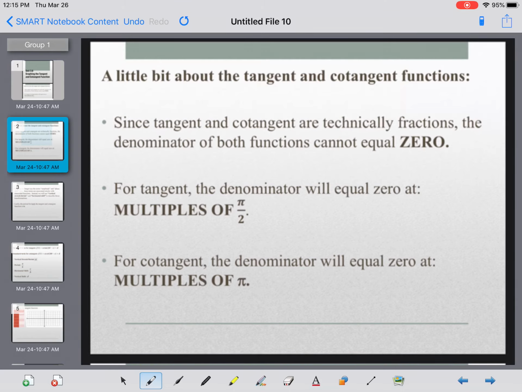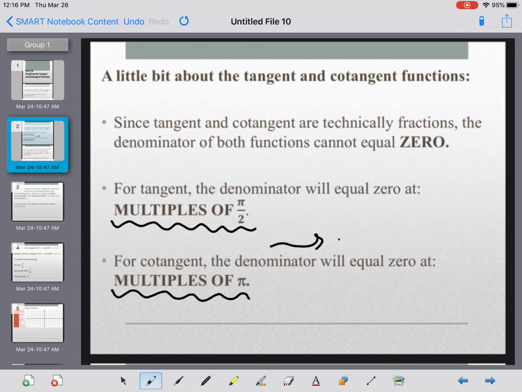One thing to notice about tangent and cotangent is that they're really fractions. And so when the denominator of a fraction equals 0, the function is going to be undefined. Tangent is going to be undefined at multiples of pi over 2, and cotangent will be undefined at multiples of pi. So that's the first thing we want to know. In the graph, these values are going to show up as asymptotes.